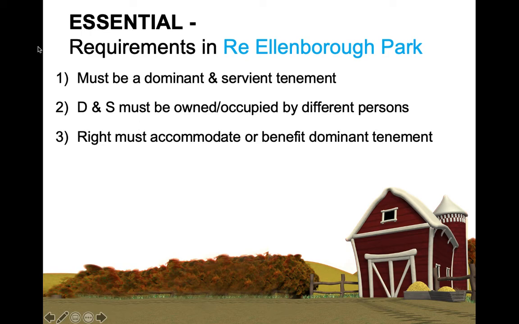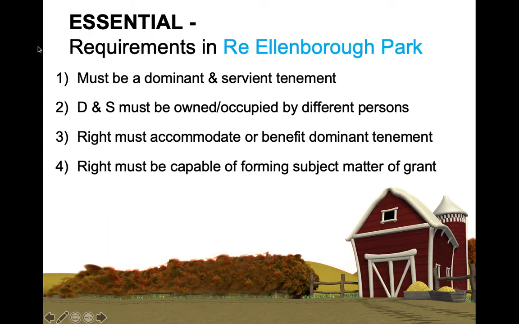The right must accommodate or benefit the land itself, so it's not seen to be something that's personal in nature, otherwise that would be akin to a license. So we would look at whether it adds use or value or some form of ability to enable something to happen on the land rather than for the person. But some of the case law in this is very grey, to be honest.